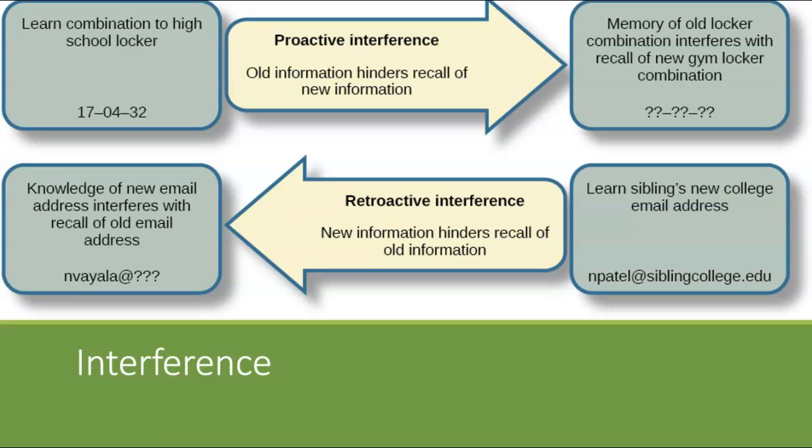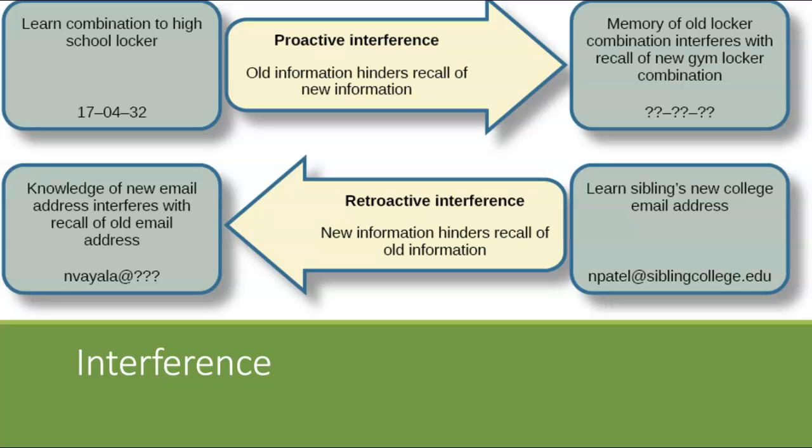So here we've got, first of all, proactive interference, and this is where old information hinders recall of new information. So you've learned your combination to your high school locker, and that memory is so strong that even though you've got this new gym locker, every time you go to put that gym locker in, you keep thinking of your old high school locker combination and cannot remember your new combination. Okay, so that old combination is hindering you from remembering your new combination.